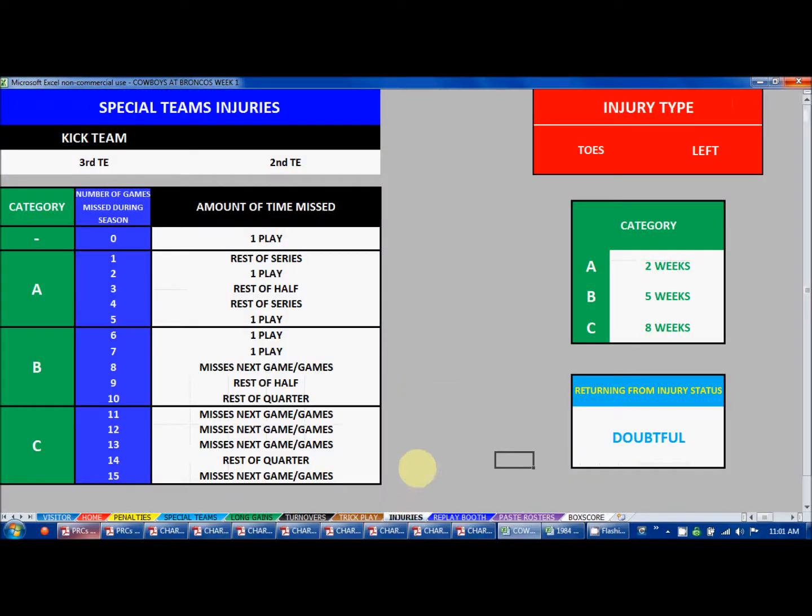From there, you would click the Injuries tab and look to determine how much time is missed, what the injury is, etc. The injury is something the player, in this case the offensive center, injured toes on his left foot.